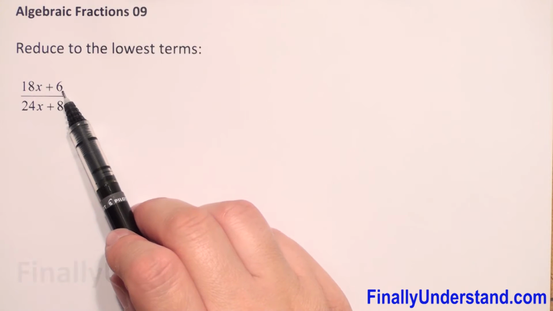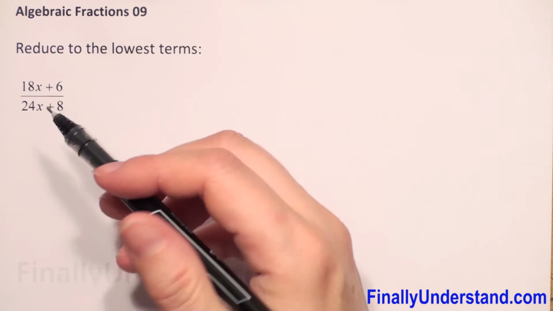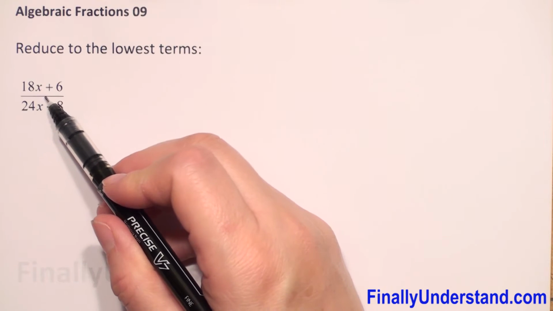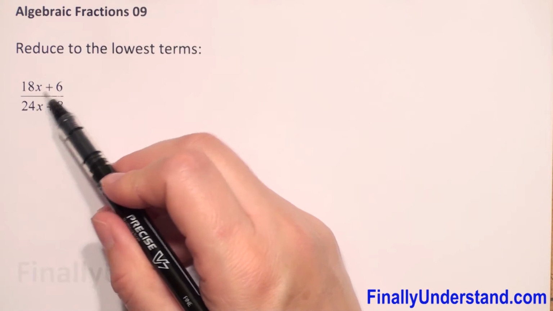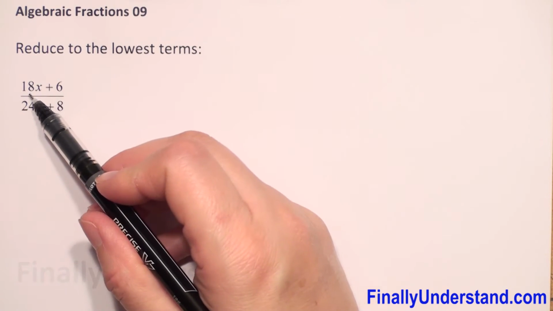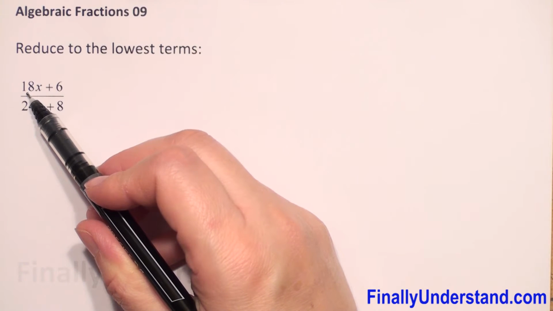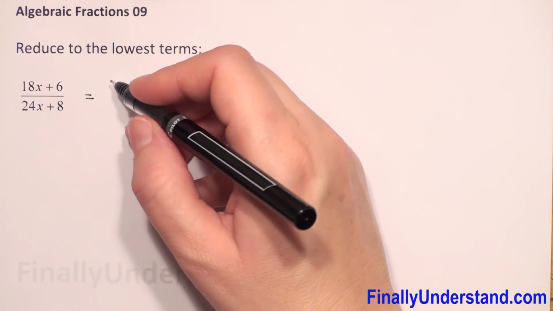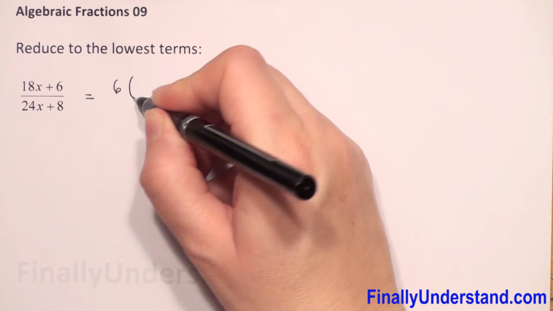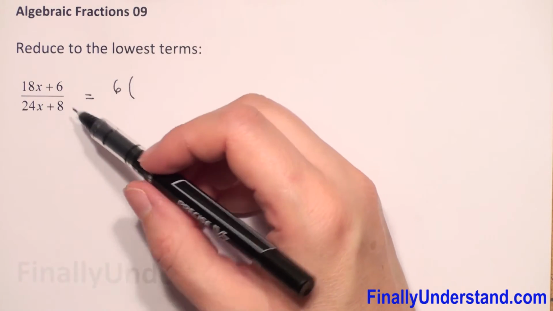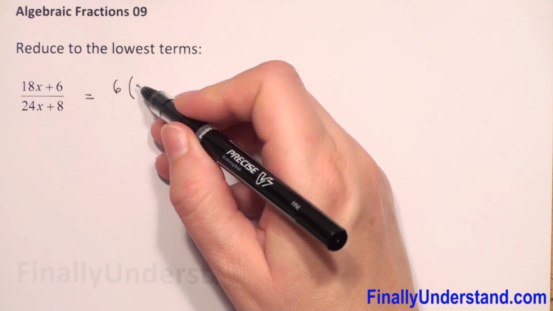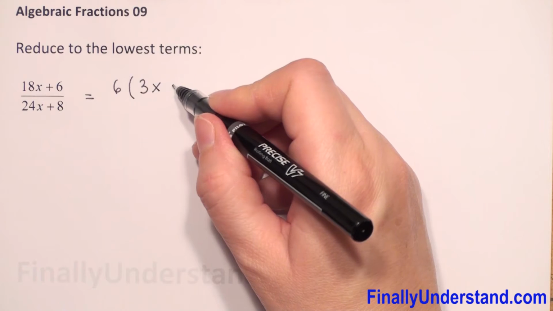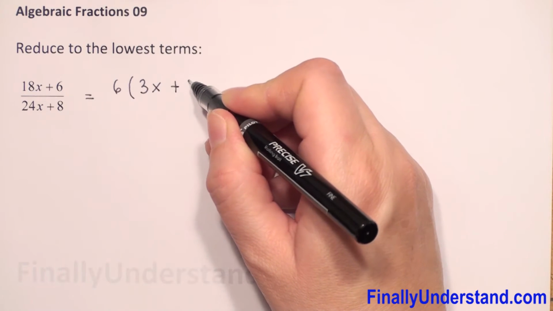18x plus 6. Because x is only in the first expression, x will not be a common factor. So we have to look only for numbers. We have 18 and 6. The common factor is 6. And in parentheses, 18 divided by 6 is 3, and we have to copy x. And 6 divided by 6 is 1.